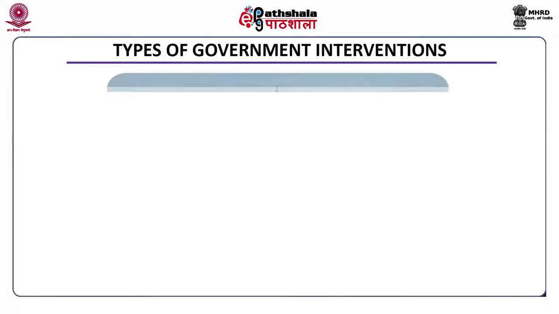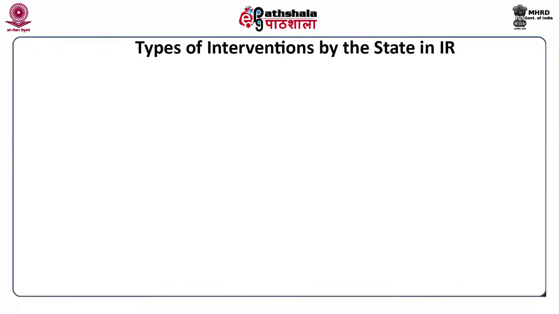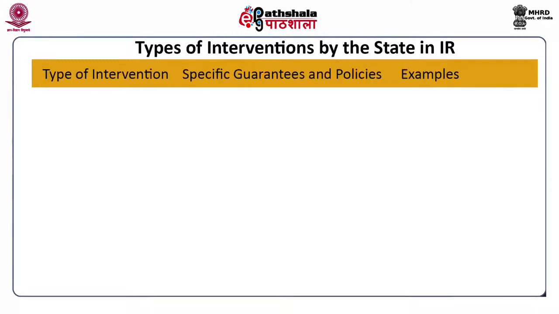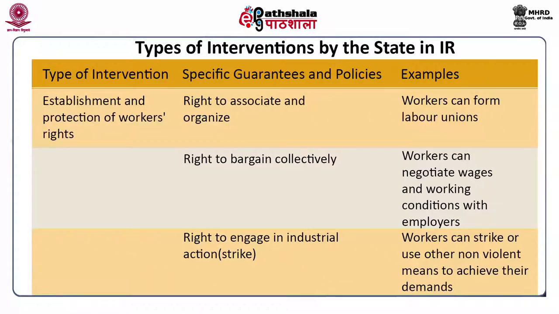Types of government intervention. Types of intervention by the state in industrial relations. The very first type of intervention is where the government establishes and protects workers' rights. Accordingly, they can give the right to associate and organize, the right to bargain collectively, and the right to engage in industrial action.